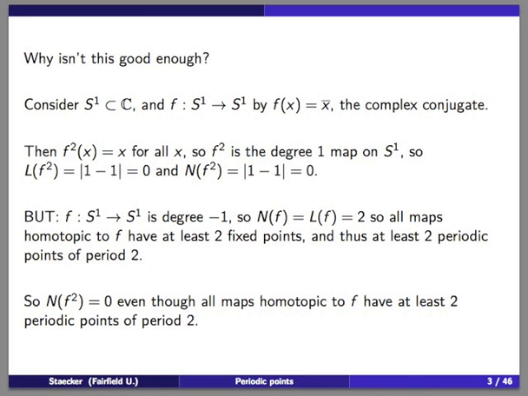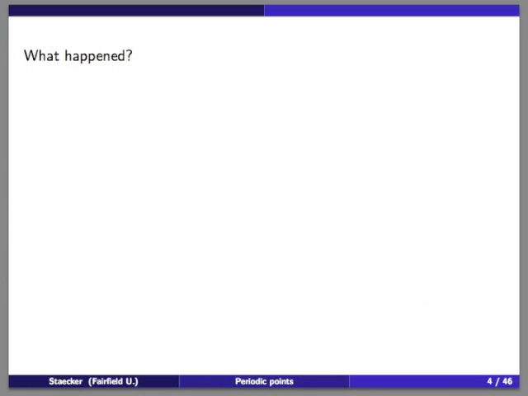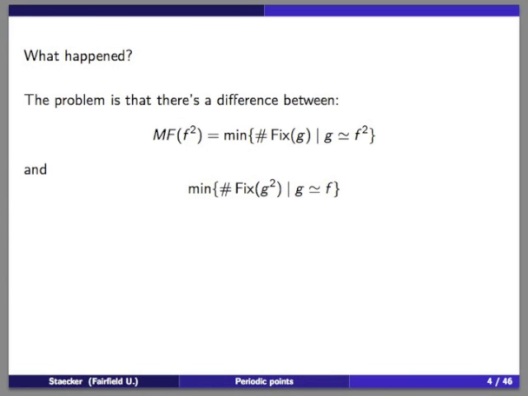All right. So something is a little wrong here. If the Nielsen number was 0, then, especially on the circle, you should expect that there are no periodic points of period 2. That's not the case, though. All right. What happened? Well, there's a subtle difference. So the first quantity there is the minimum number that we talked about yesterday. M_F of f squared means the minimum number of fixed points for maps homotopic to f squared. This is not the same as this one here.